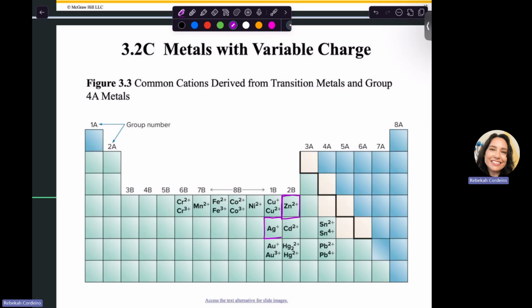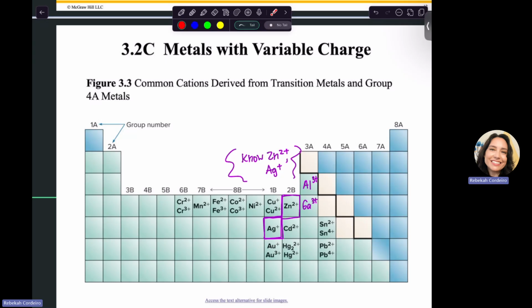Silver is always +1. So know zinc is always +2 and silver is always +1. These just come up pretty commonly in examples. Cadmium is also always +2. That's a little less common. Aluminum is in the main group, but it's always +3. And gallium is also always +3.